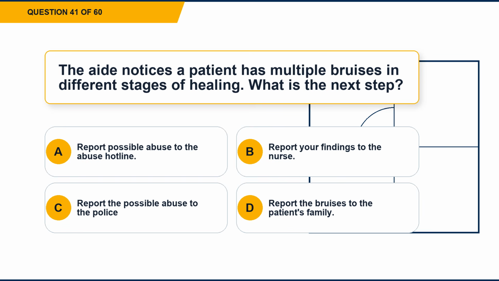Option A. Report possible abuse to the abuse hotline. Option B. Report your findings to the nurse. Option C. Report the possible abuse to the police. Option D. Report the bruises to the patient's family.